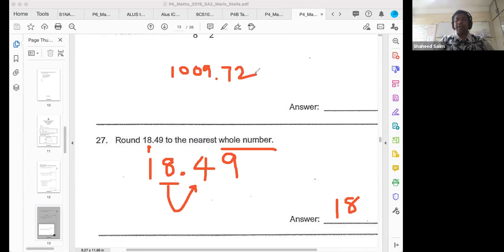1009.72 to the nearest whole number. Let's see whether Auni can do it this time. Maybe, maybe not. We do not know. What about Umaira? Amara, come on. Nayumi, come on.